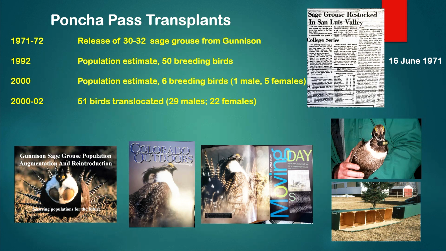So I was directed, as my first job, to get down here, convince the Gunnison working group that we needed to take some of their birds and haul them to Poncha Pass, and that's what we did. And so in 2000 to 2002, we moved 51 birds, 29 males and 22 females.